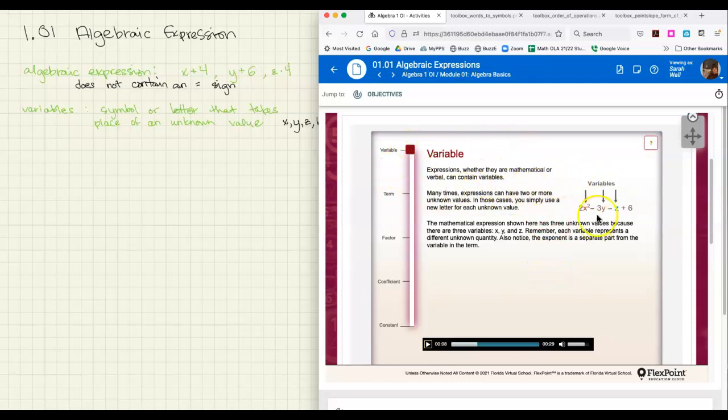So a variable is the letter. So, okay, I'm going to write this down. I'm going to write down the equation. What's the equation? I'm going to write down 2x squared minus 3y minus z plus 6. And I'm like legit going to do what they do, right? Okay. So, I'm going to take my green and I'm going to point to this and this and this. And those are variables.